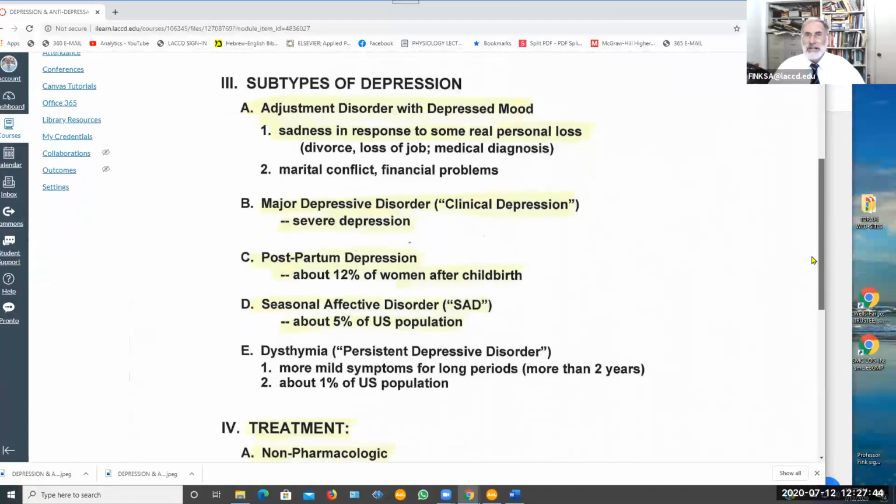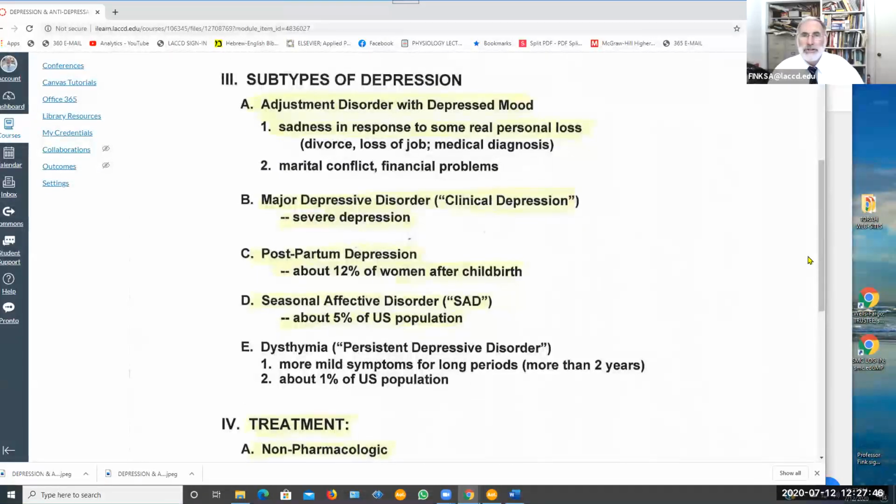Chronic depression is clinically called major depressive disorder or clinical depression. This is severe depression that usually does require medication. And as we mentioned on the previous page, about 8% of the US population is on medication for clinical depression.